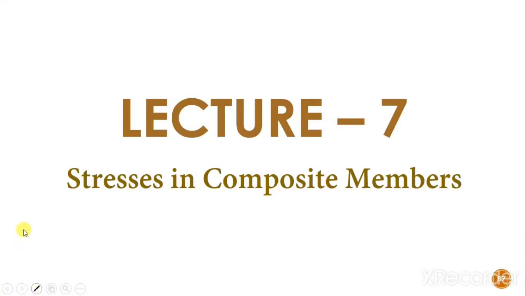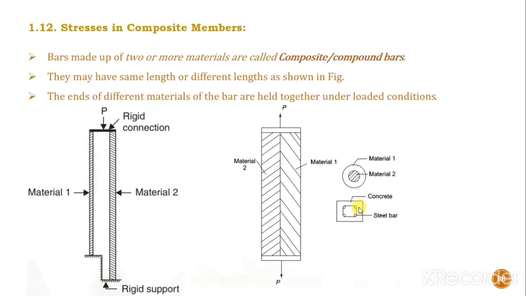So let us today discuss stresses in composite members as a part of our lecture number 7. Let us see what composite members or compound members are. Composite or compound bars are members made up of two different materials or more than two materials. If a particular member is made up of two or more different types of materials, then such a member is called a composite or compound bar.